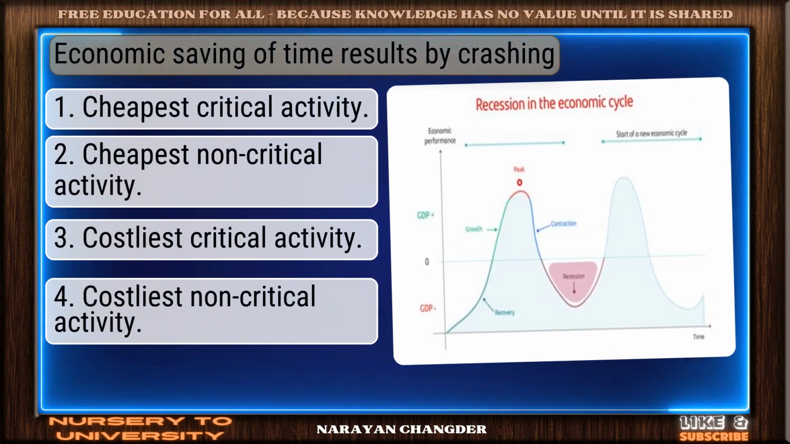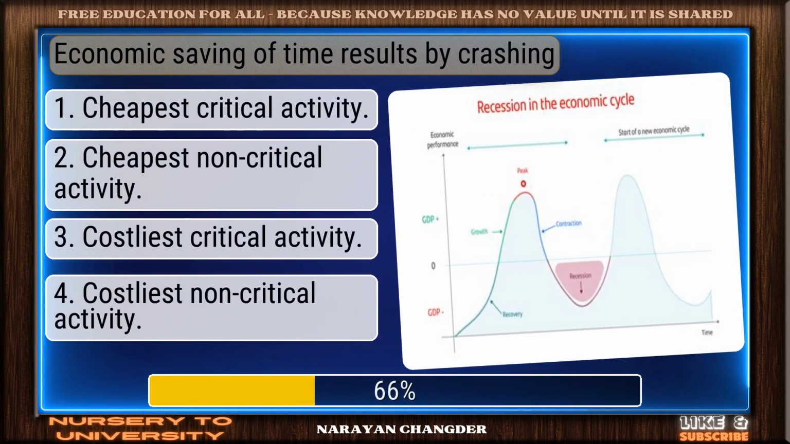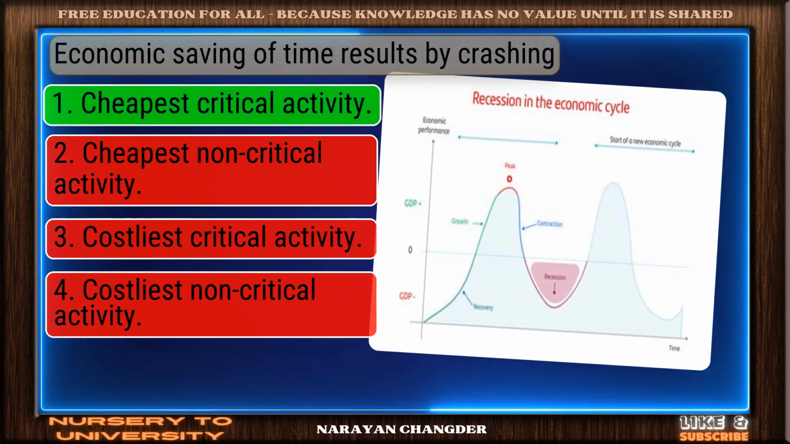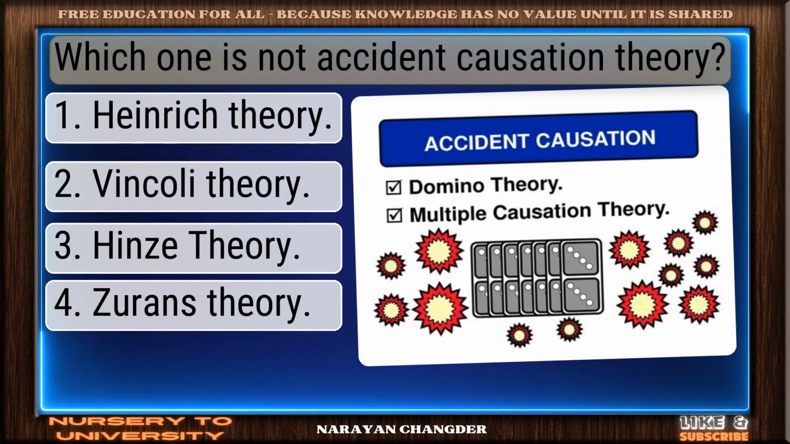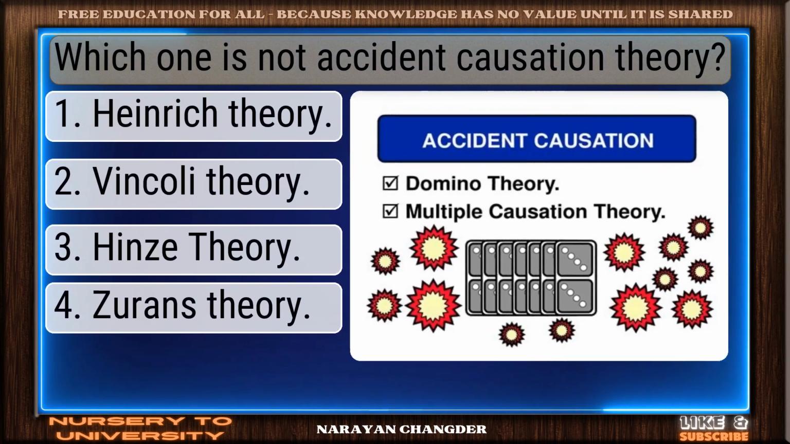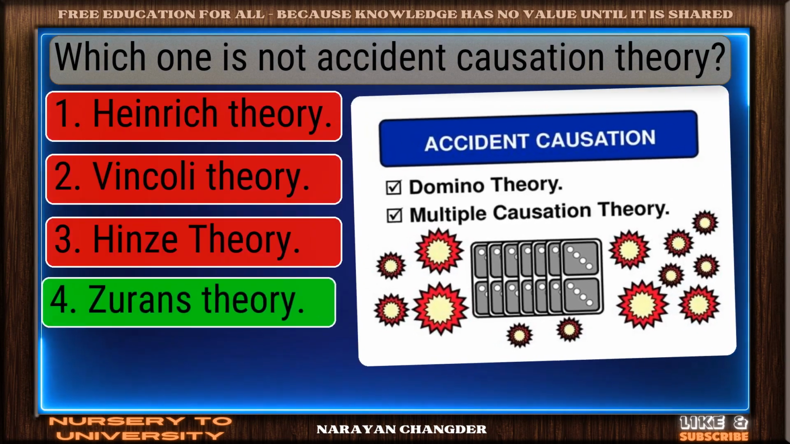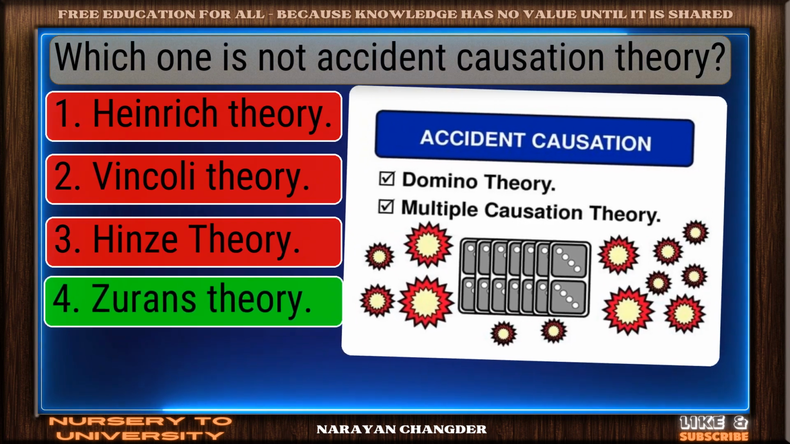Economic saving of time results by crashing. Smart pick. Cheapest critical activity is the correct choice. Which one is not accident causation theory? Correct. Zuron's theory is the right answer.